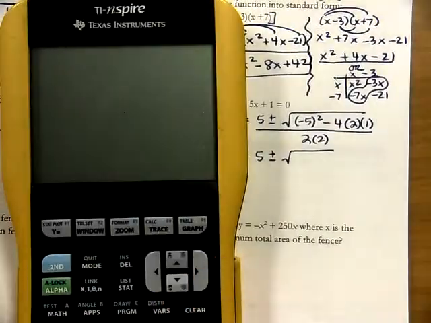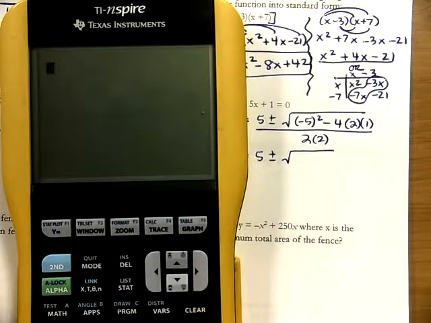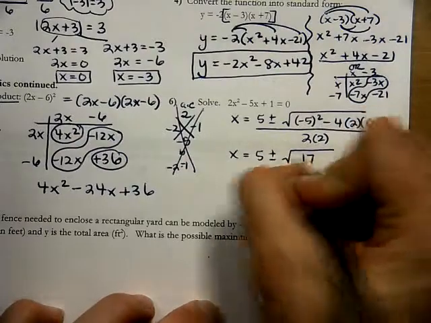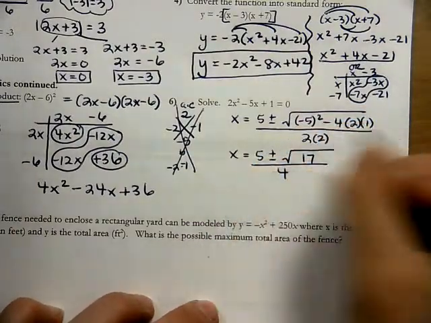Or, in my calculator, I can put negative 5 in parentheses squared. Got to have those parentheses, otherwise you're only squaring the 5 and not the negative. And I get 17 that way too. So either way is fine. So x equals 5 plus or minus square root of 17, all divided by 4.